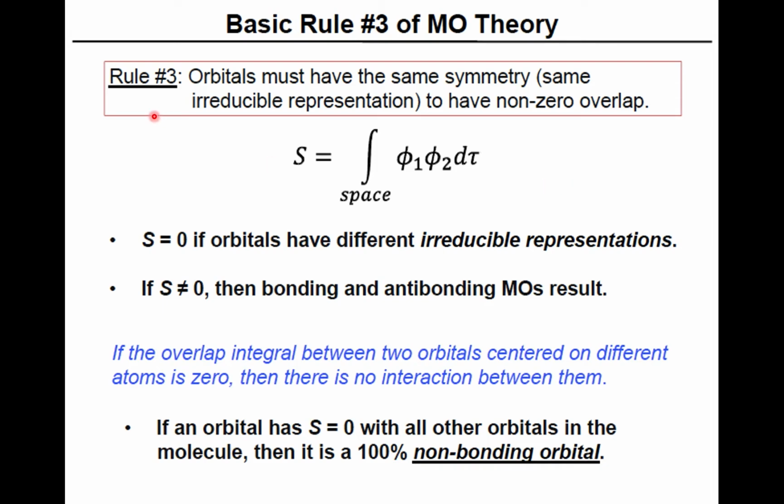Here's a really important one. This will be what most of the rest of this talk is about. Orbitals must have the same symmetry. And when we get to the group theory part, that means they have to have the same irreducible representation to have non-zero overlap. So the overlap between the two is 0 if they're part of different irreducible representations, and it's non-zero if they're part of the same irreducible representation.